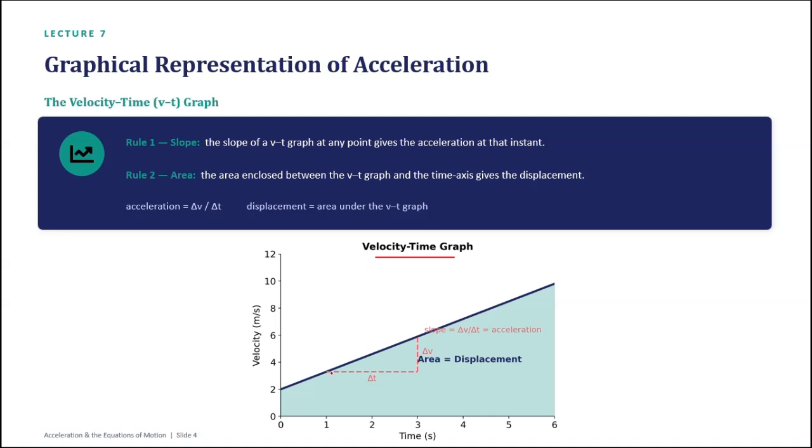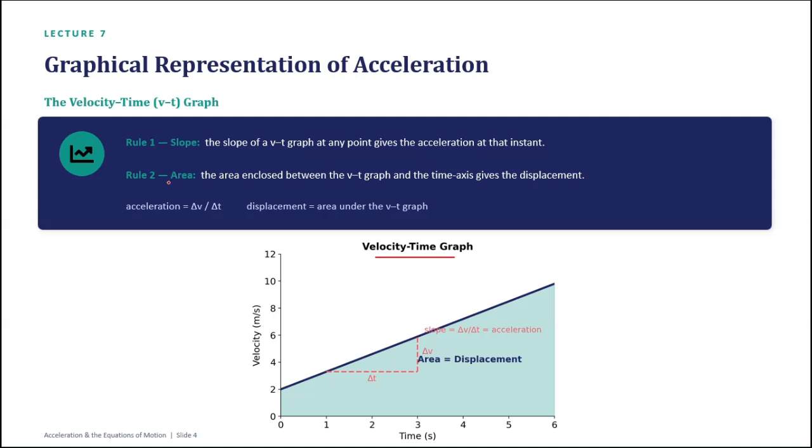Slope means velocity divided by time. Here in this case the slope will be velocity divided by time, because velocity is on the vertical axis and time is on the horizontal axis. So slope is always the vertical axis divided by the horizontal axis. So the slope of the VT graph gives us acceleration.